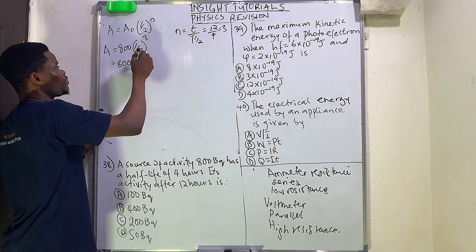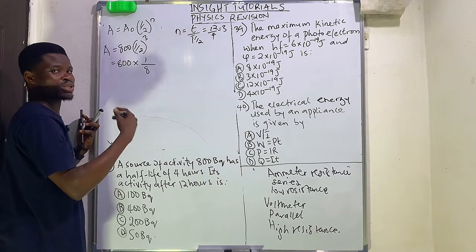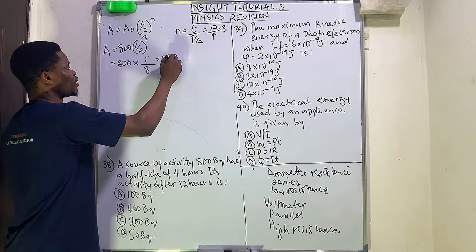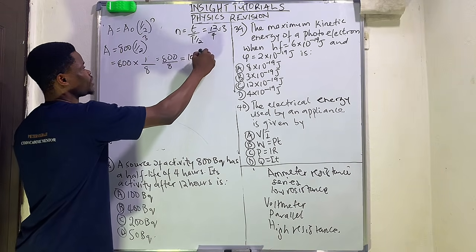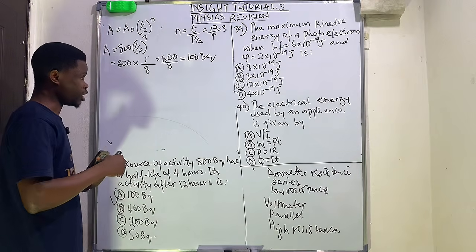Now, 1 raised to power 3 is 1. 2 raised to power 3 is 8, because 2 times 2 times 2, to 3 places. So this is equal to 800 all over 8. And if you divide 800 by 8, it will give you 100. The unit of activity is becquerel. So the correct answer is option A, 100 becquerel.